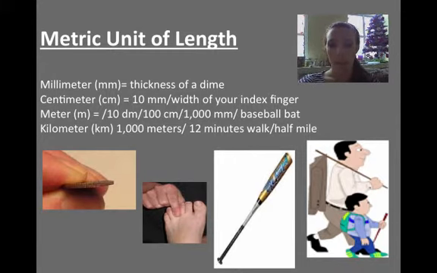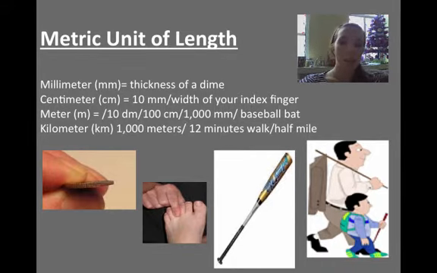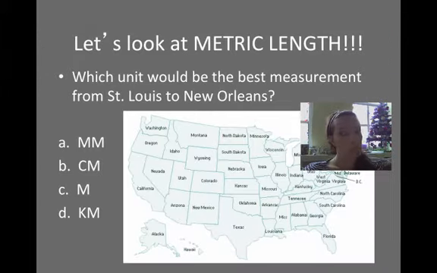They have centimeters, which is 10 millimeters, or about the width of your index finger, about how wide your index finger is, okay, so like across your fingernail. Meter is about the size of a baseball bat, or the length of a baseball bat. And a kilometer is about a 12-minute walk. It's a little bit more than half a mile.